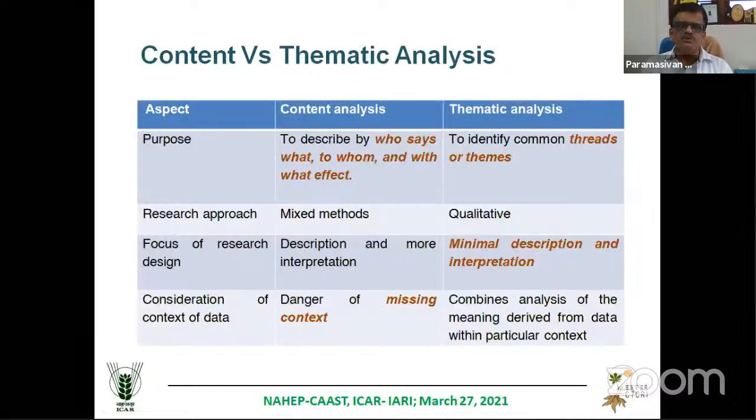Normally we use content analysis and thematic analysis interchangeably, but there are some differences. The purpose of content analysis is who says what to whom with what effect. For example, if you are doing a content analysis of a newspaper for a period of maybe 5 years or 3 years on one particular aspect, you are simply identifying who is telling what.